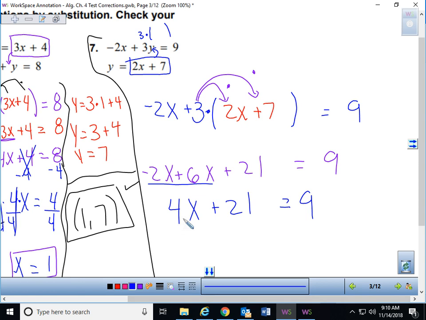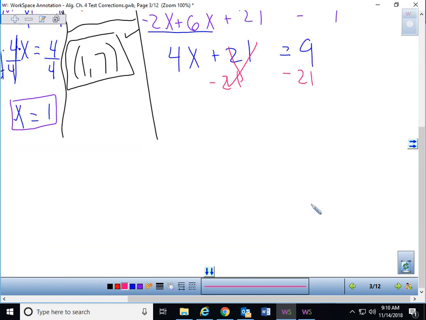Getting my variable here by itself, I'm going to undo this addition with subtraction. So I'm going to subtract 21 on both sides. This gives me 4x equals 9 minus 21. That's negative 12. To get my variable by itself, I'm going to undo the secret operation of multiplication with division. So I'm going to divide both sides by 4. This tells me I have x equals a negative divided by a positive is a negative. 12 divided by 4 is 3.